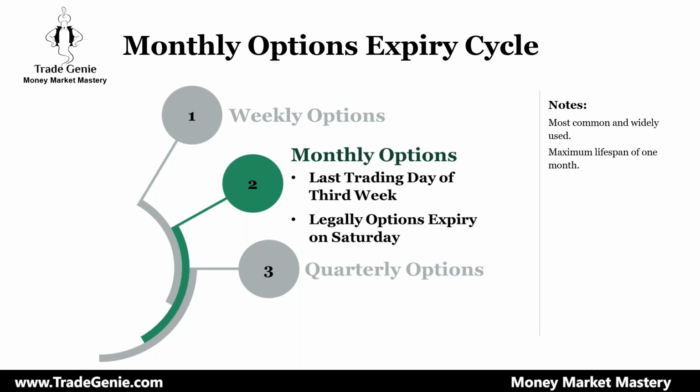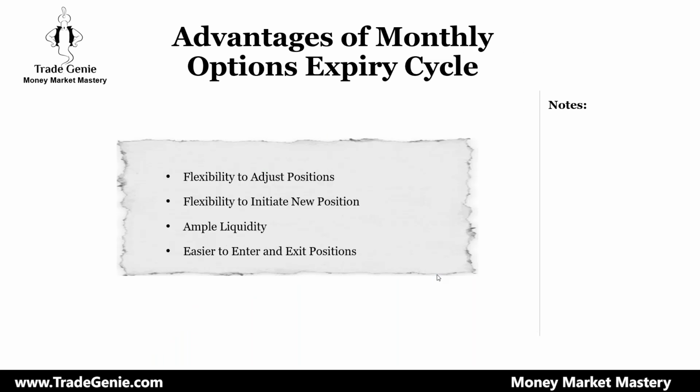September is listed right now. I'll explain to you why September is listed. Some options you will see there's no October in the option chain. It's November or December. So why is the month of October not listed, and why do we see August and September right now? Legally, options expire on Saturday.